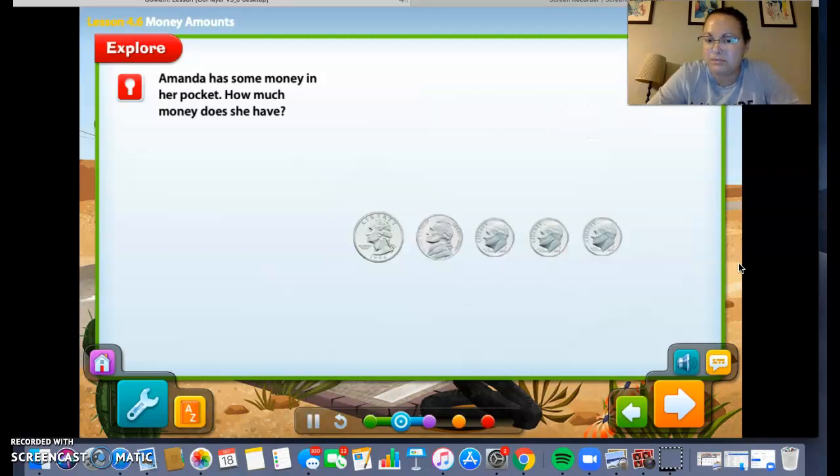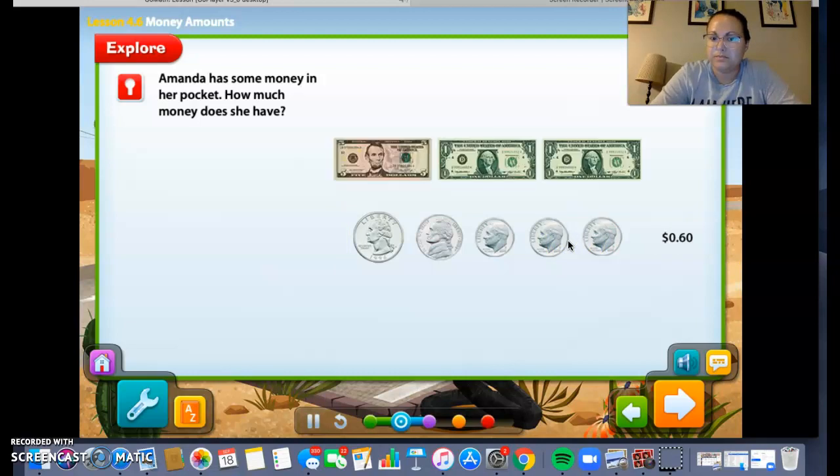Let's add the sum of the coins to the sum of the bills to now find the total amount of money that Amanda has. What is the value of the coins? Okay, the coins were 60 cents, right? The coins are worth 60 cents. What is the value of the bills? What were our dollars together? 5, 6, 7. The bills are worth $7.